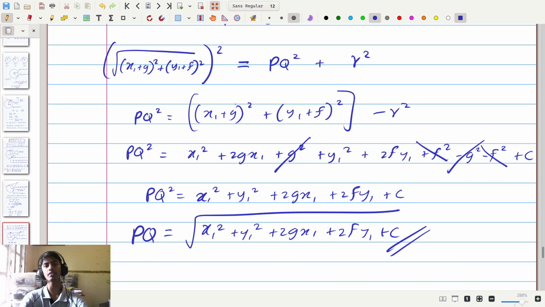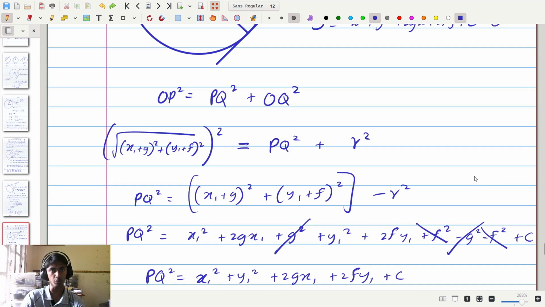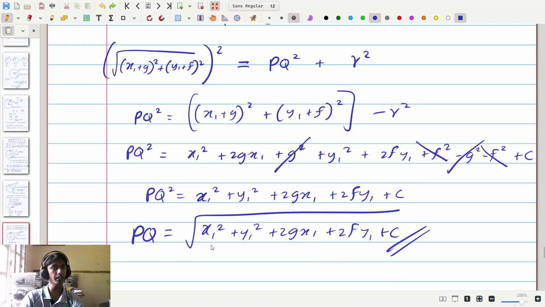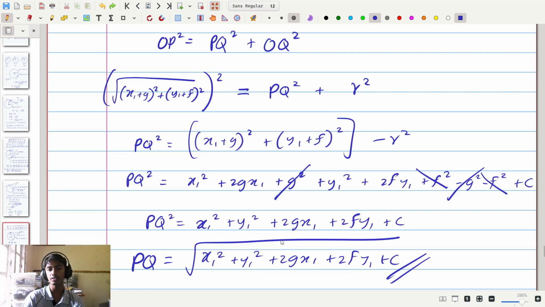Here we can see a very striking similarity to the equation of the circle itself. The equation of the circle itself is x squared plus y squared plus 2gx plus 2fy plus c equals 0. And over here, the length of the tangent is the square root of x1 squared plus y1 squared plus 2gx1 plus 2fy1 plus c, and that is that. We kind of have the formula of the circle substituted with the x1 and y1 inside, and that whole thing square rooted.